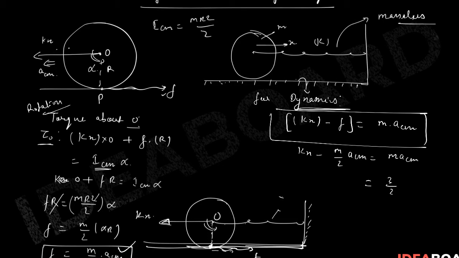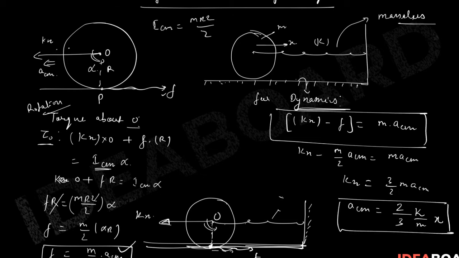So this will be 3 by 2 m ACM is equal to kx, and we can write ACM is equal to 2 by 3 k by m into x. So this is the center of mass acceleration. That means this is the restoring acceleration, right? This acceleration is restoring acceleration.